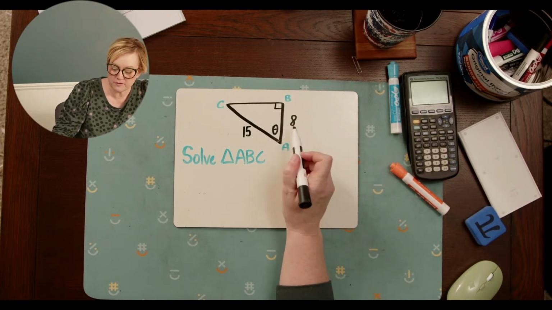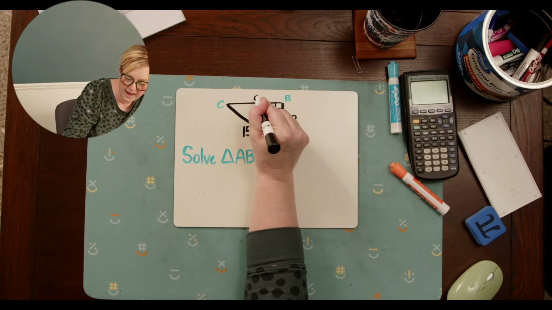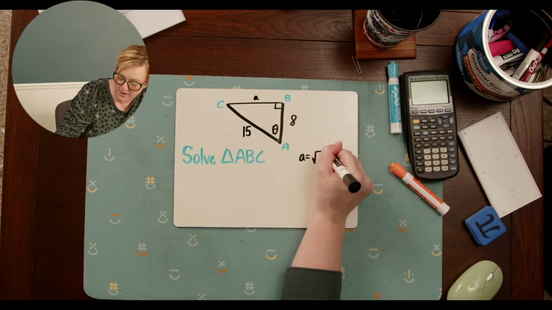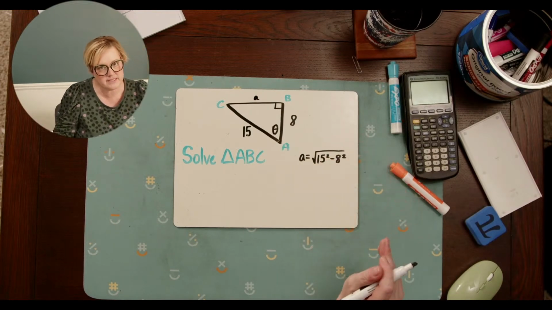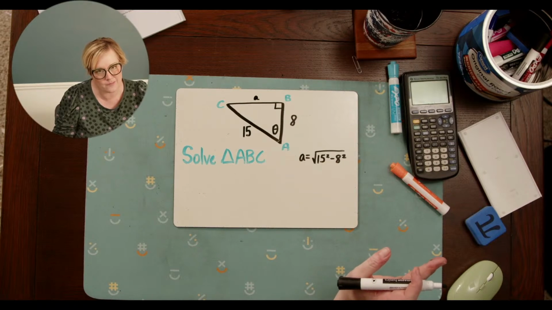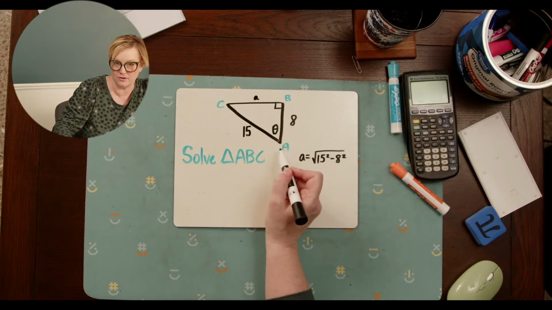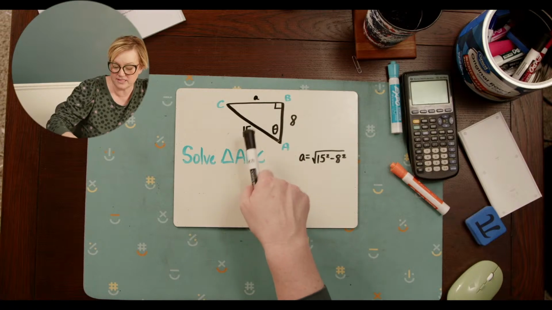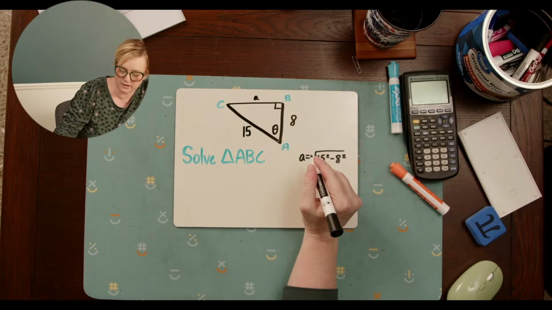To find that third side, this would be side A. I'm just going to use the Pythagorean theorem: 15 squared minus 8 squared. Now I know a lot of you may be saying, but Sarah, the Pythagorean theorem is a squared plus b squared equals c squared. I know, but I have the hypotenuse. If I know that this squared plus this squared equals this squared, then this squared minus that squared must equal this squared. Just a little shortcut.